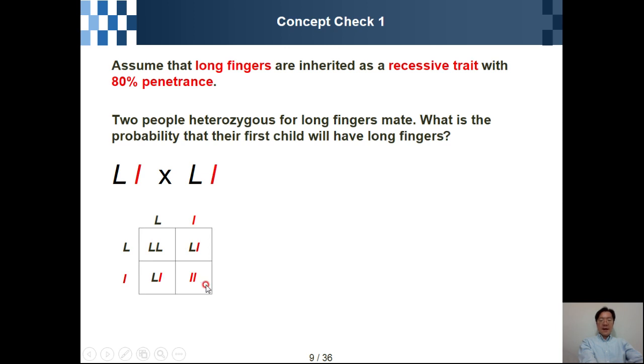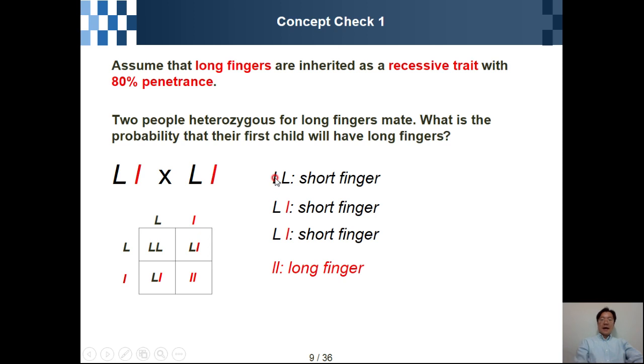This is small ll. In this case, large LL will have the short finger, and large L, small l will also show the short finger, and small ll will have the long finger. So what is the probability that their first child will have a long finger? If the penetrance is 100%, the probability will be 1 out of 4.